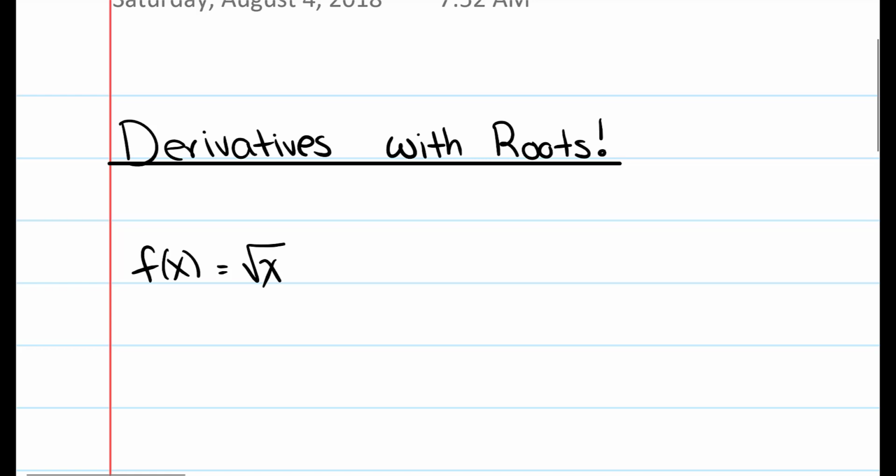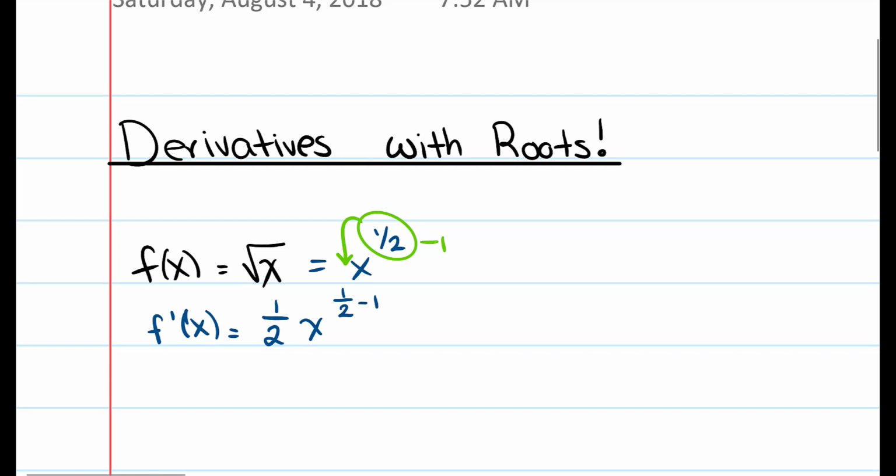Well, we can rewrite that as x to the 1/2 power. So if I want to take the derivative, I get f prime of x is equal to, and we take the 1/2 and bring it down to the front and then subtract 1 from the exponent. So we get f prime of x is equal to 1/2 x to the 1/2 minus 1, which is 1/2 x to the negative 1/2 power.